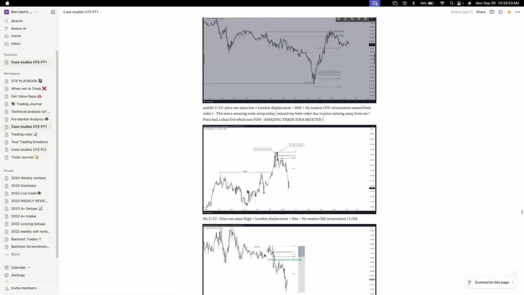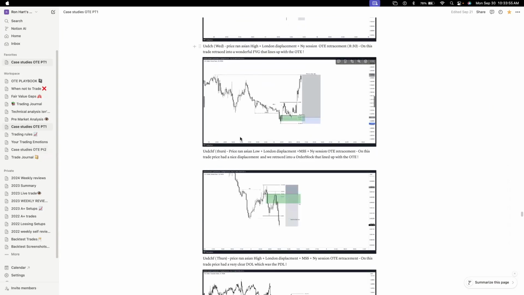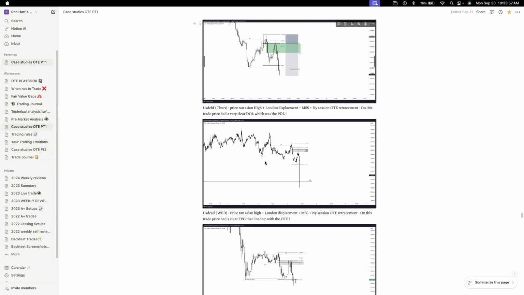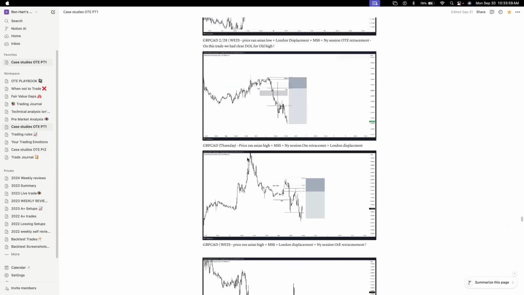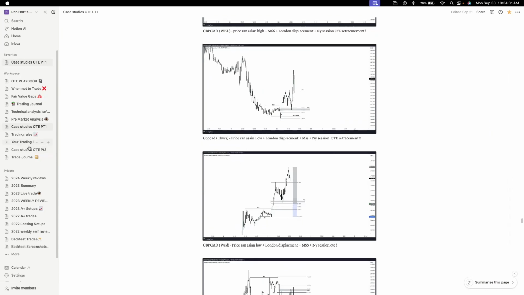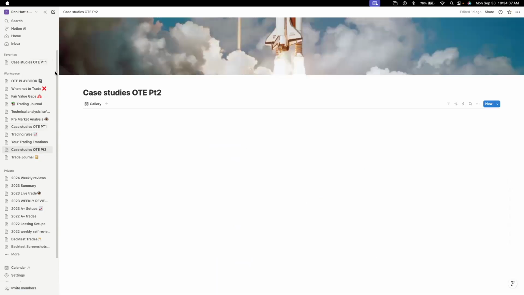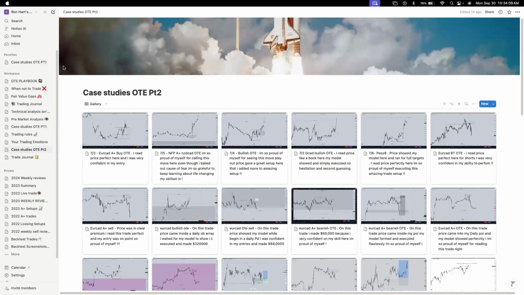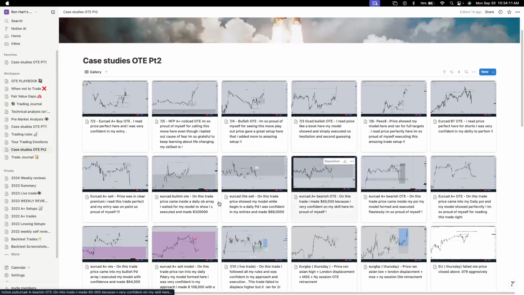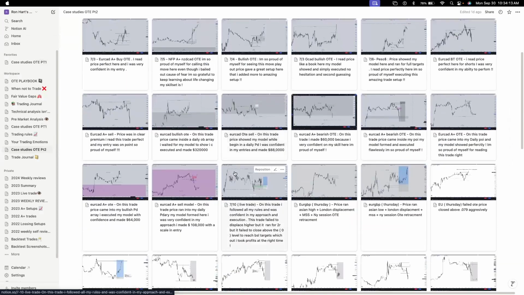Right here, guys, you can see these are all my case studies of my model forming. And you can see Thursday. A lot of Thursdays here are going to be presented. Let's go ahead and go to my OTE part two. I do have two OTE case study journals that I'm working on right now. They're pretty much filled up. As you guys can see, I do back test and case study a lot on Thursdays.